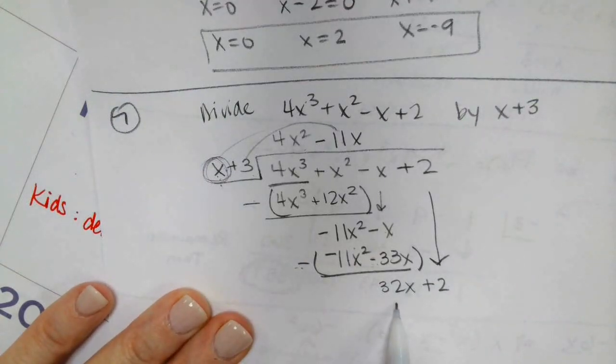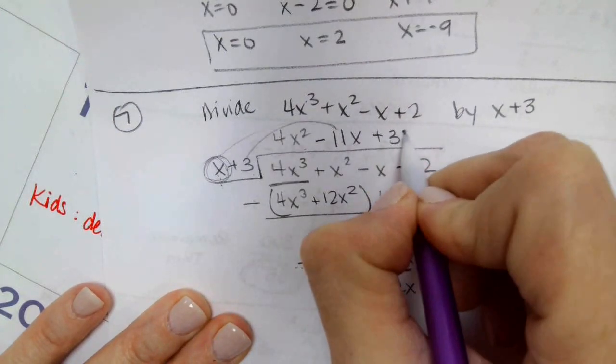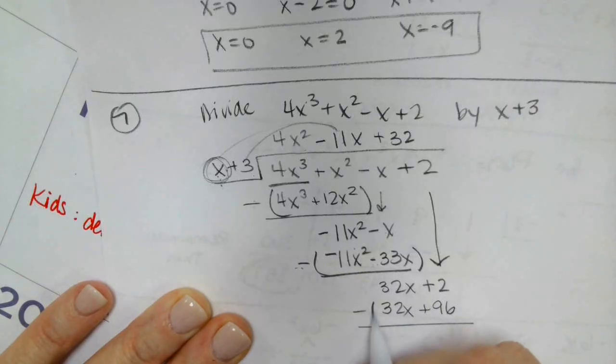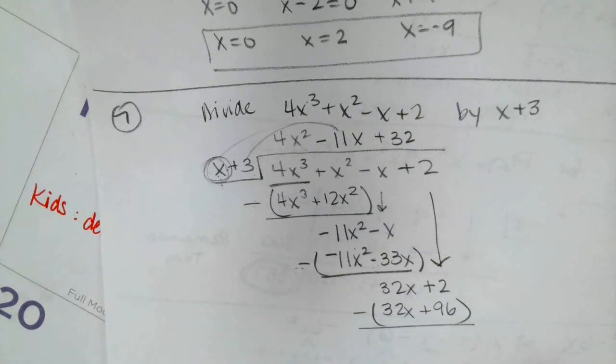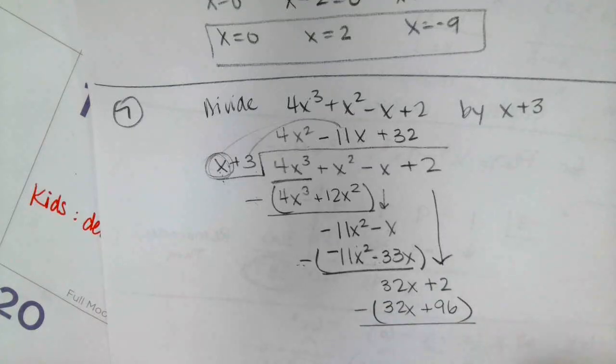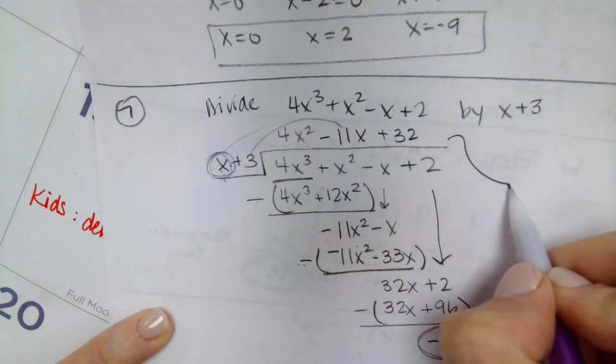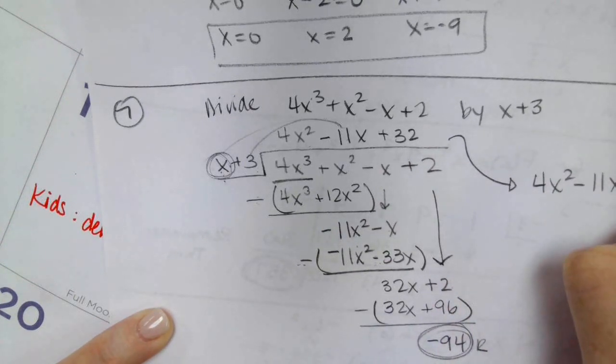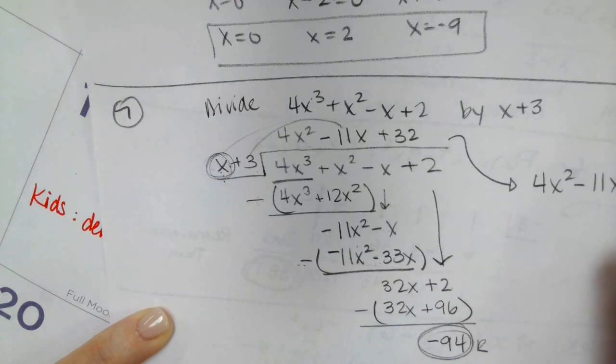X goes into 32x 32 times. So 32 times x is 32x. 32 times 3 is 96. So now I subtract 32x from 32x, and that's going to give me 0. I subtract 96 from 2, and that's going to give me negative 94. This is my remainder. So my answer would be 4x squared minus 11x plus 32 with a remainder of negative 94.